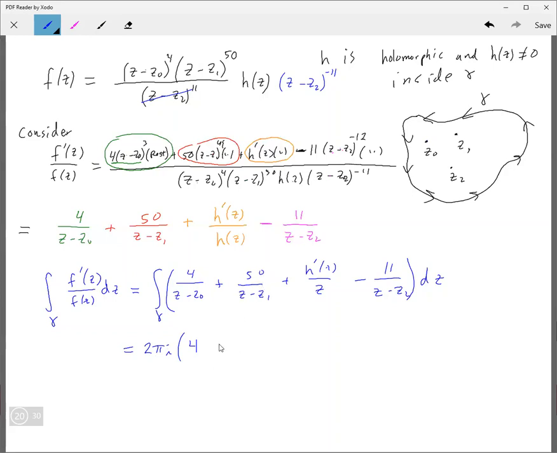Okay, and this one's going to give you, integrate this piece, you're going to get 50. Now I said that H is holomorphic and it's not 0. So that means its derivative is holomorphic and this is not 0, so this is holomorphic. So that's going to be 0. And then this last piece is going to be minus 11.